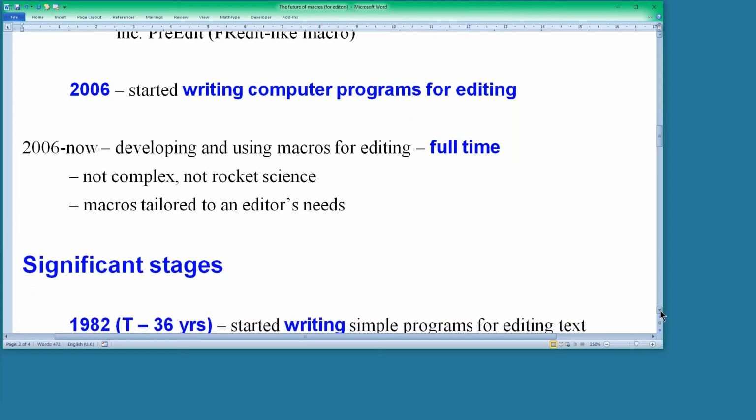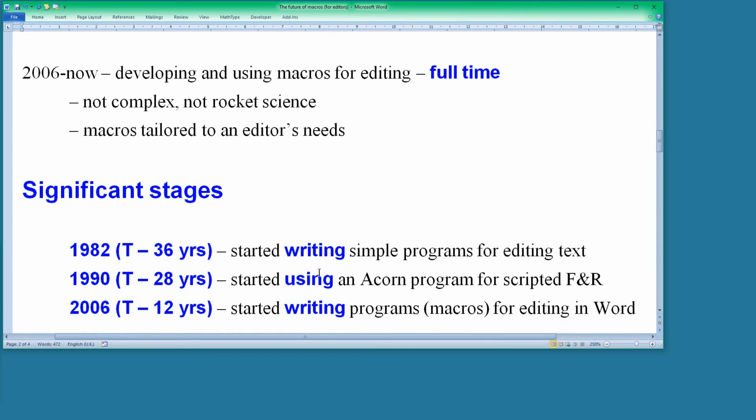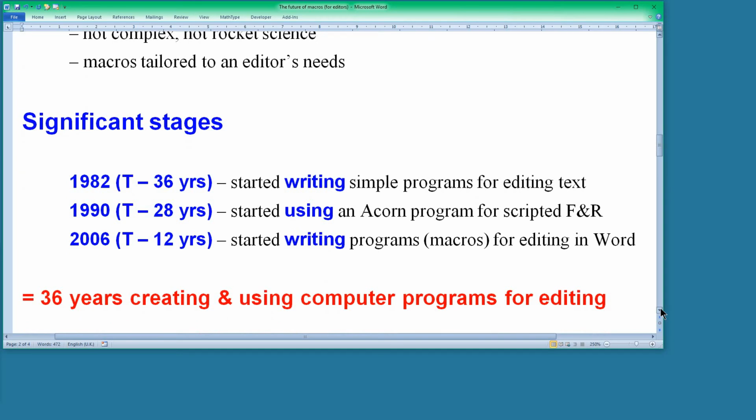So let's look at the significant stages there again. From 1982 I started writing simple programs for editing text, so that was 36 years ago. 1990, that's 28 years ago, I started using an Acorn program for scripted find and replace, and 12 years ago, 2006, I started writing macros for editing in Word. So that's a long pedigree of working in this general area of creating and using computer programs for editing. 36 years worth of that process, and you do develop quite a lot of ideas and skills even without being incredibly intelligent and competent in programming.